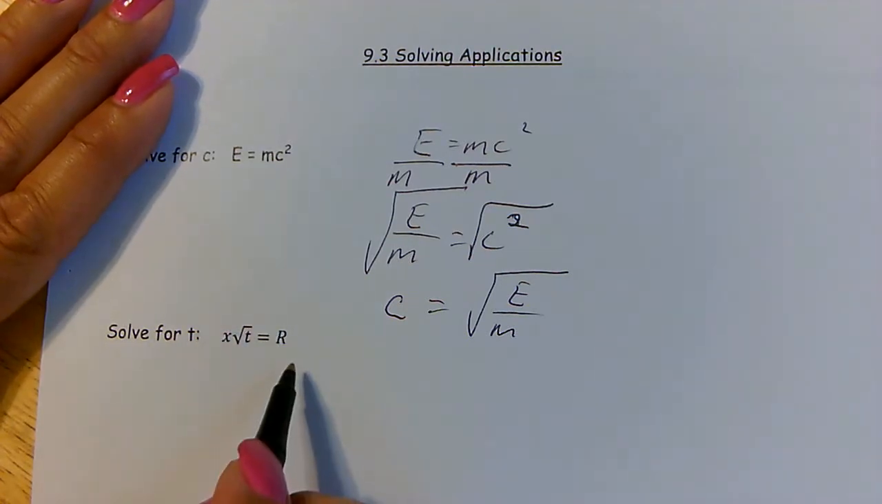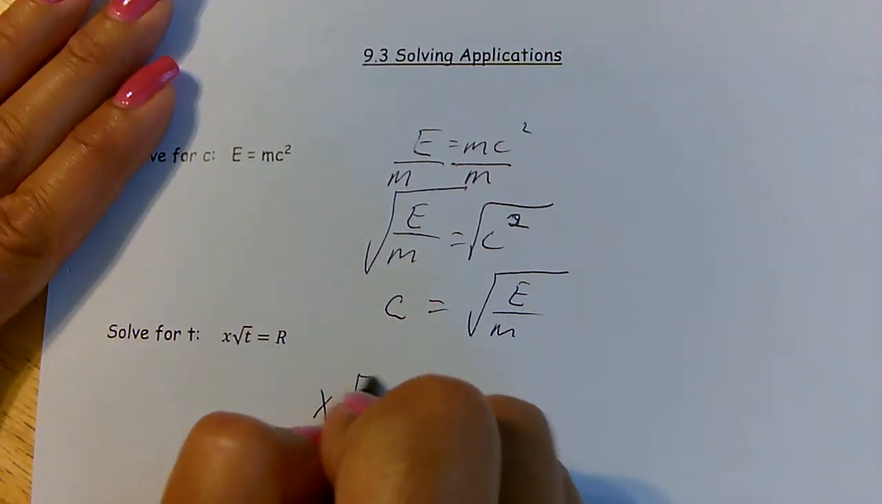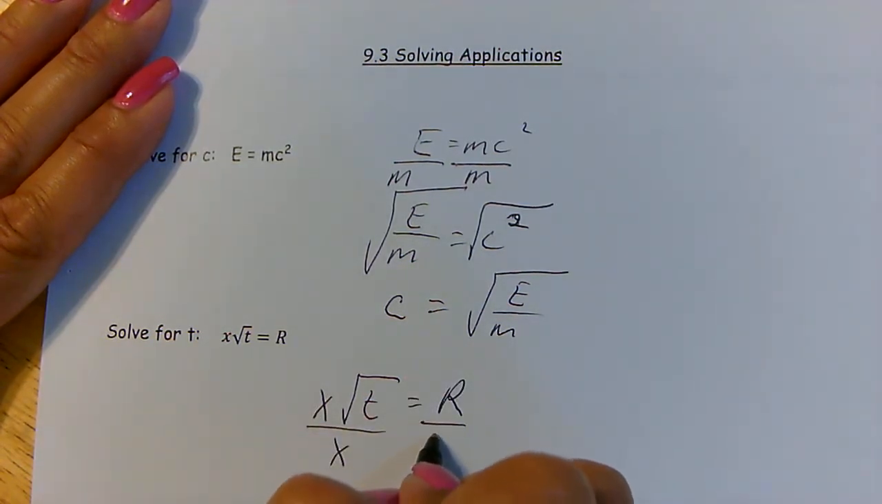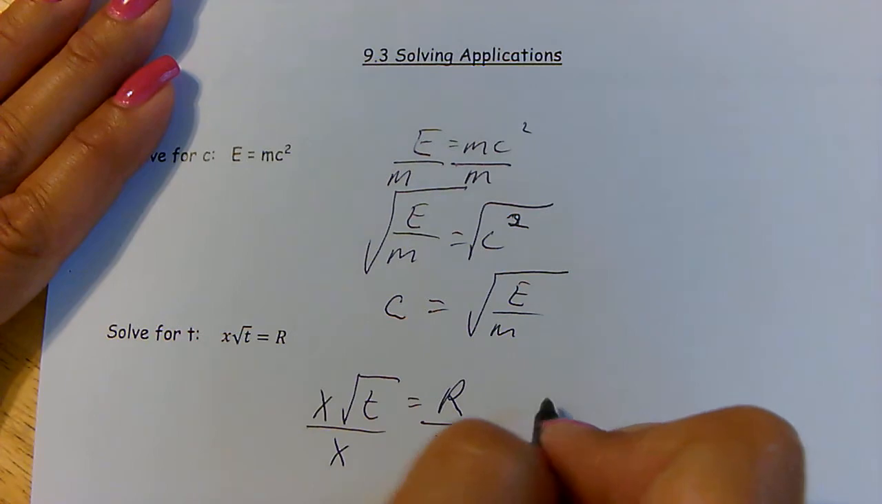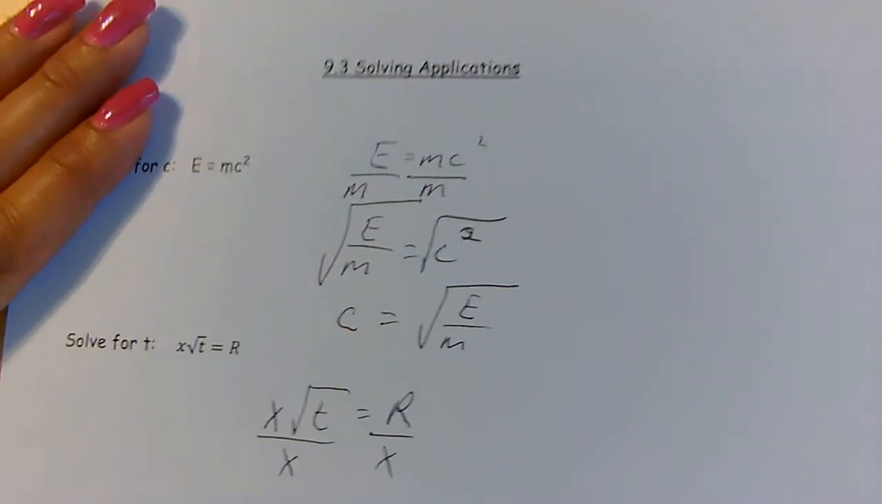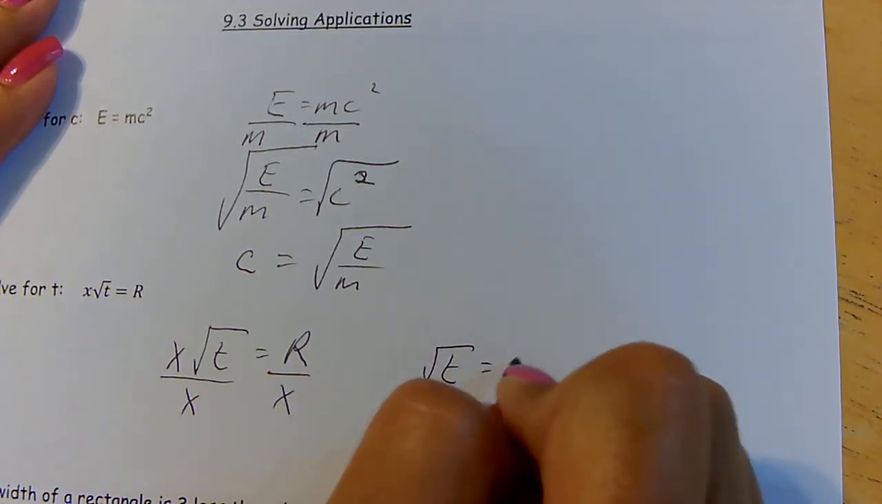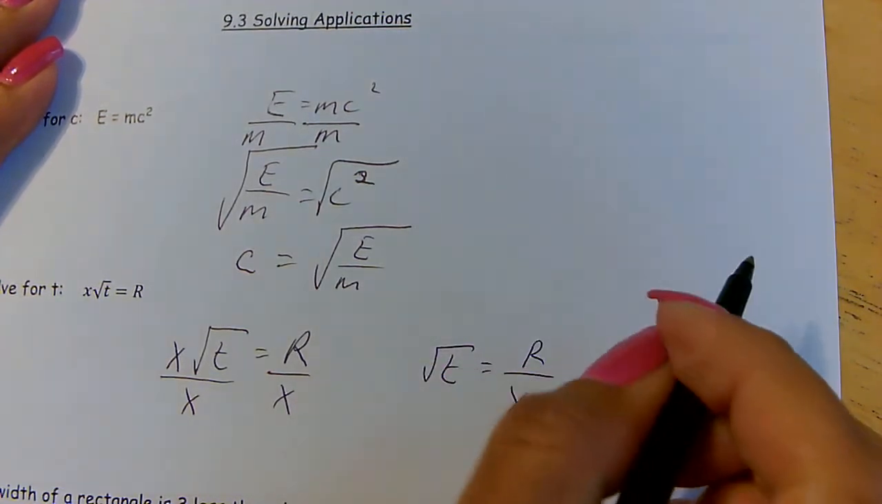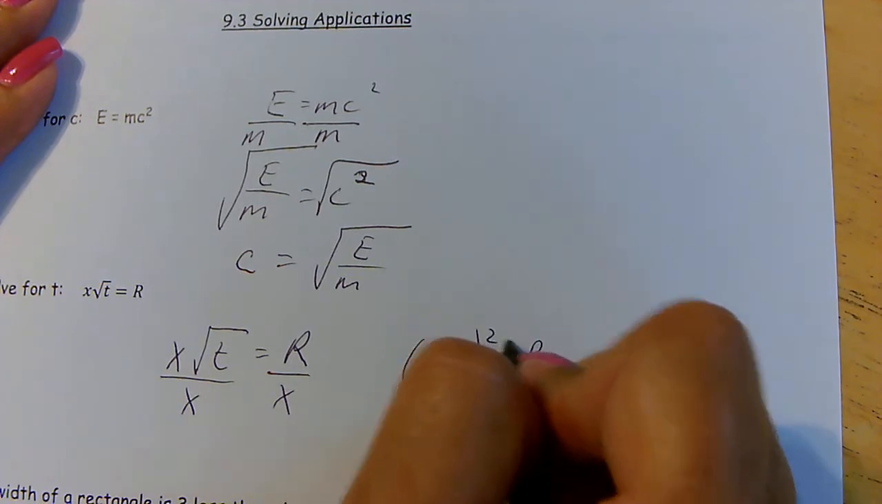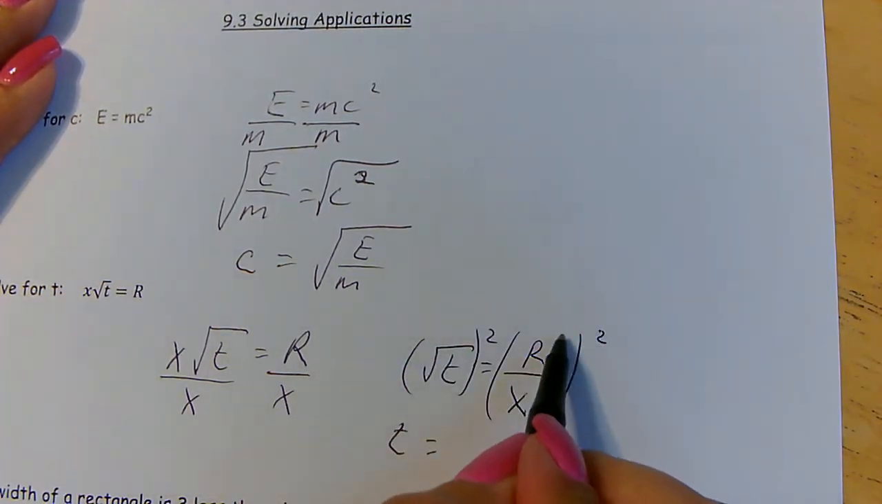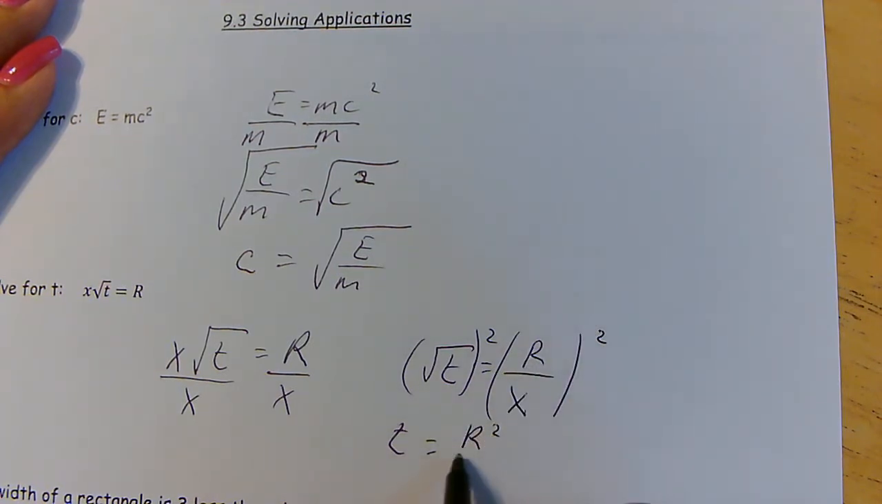Here, if I'm solving for T, first I want to isolate my radical. Then to get rid of this radical, I'm going to square both sides. So T equals R squared, X squared. This and this are equivalent.